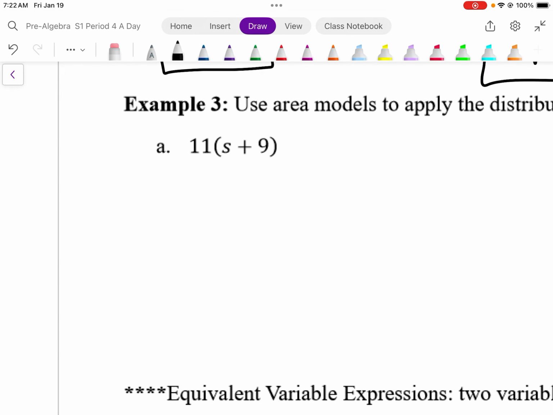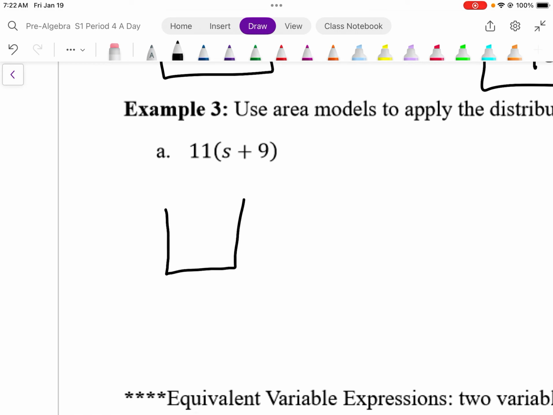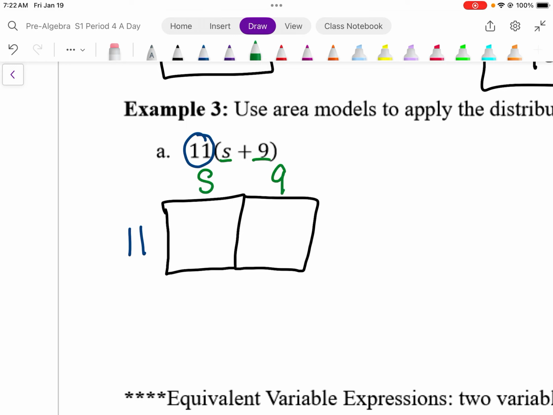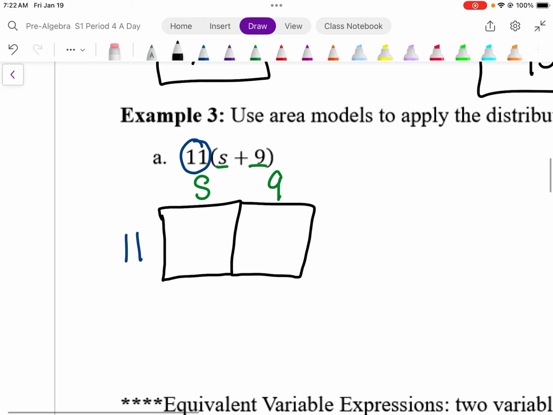So what an area model is, you are going to make 2 boxes, and the individual number 11 would go on the left side, and then each term would go on top of its own box. And area models would be finding the area. And to find the area of a square, you take the length times the width. So in this case, we would take 11 times s. And when you take a number times a variable, 11 times s, it is just 11s.